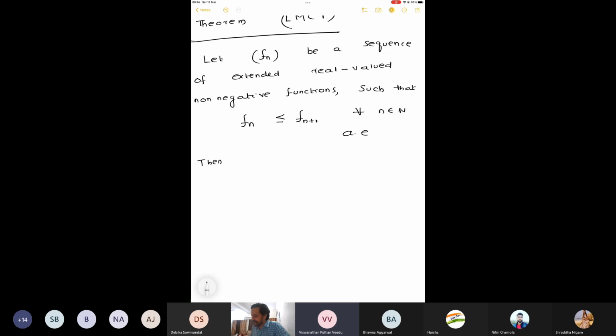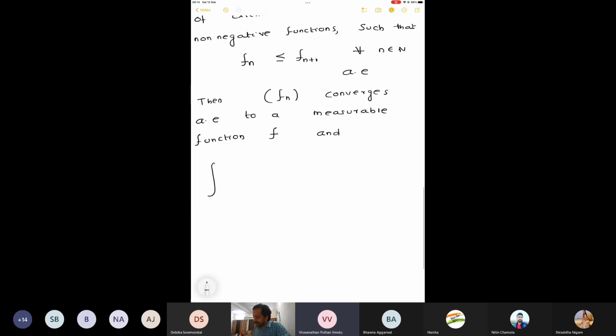Then the sequence Fn converges almost everywhere to a measurable function. Let us call that function f, and integral f dm is equal to limit n tending to infinity integral Fn dm. With this assumption, Lebesgue integration is stable with respect to taking limits. In other words, you can interchange integration and limit.